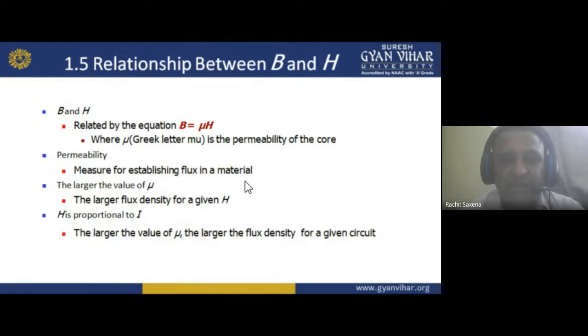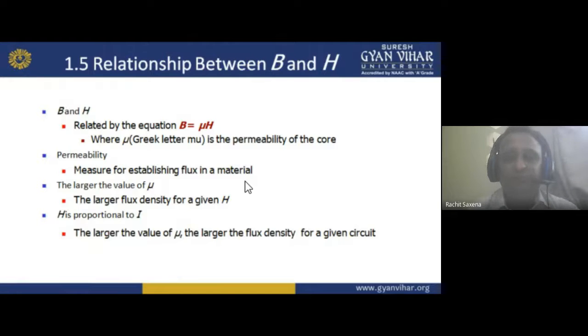Understand? The larger the value of mu, the larger the flux density for a given intensity H. B is equal to mu H. So we can also write it like this: if mu is increasing, H is increasing, B is also increasing. Or we can say that B is proportional to H, where the proportionality constant is mu, that is, the permeability. So the relation between B and H is in proportional form.